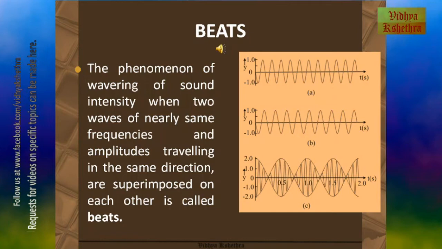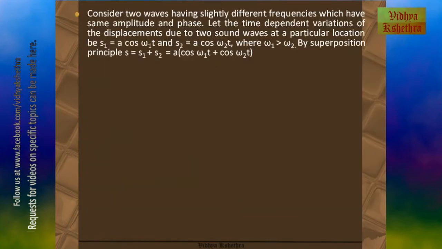even though the frequency of the wave remains the same. For understanding beats further, we can consider two waves having slightly different frequencies which have the same amplitude and phase. Now let the time-dependent variation of the displacements due to two sound waves at a particular location be S1 equals A cos omega 1t and S2 equals A cos omega 2t. In this case, omega 1 is greater than omega 2.